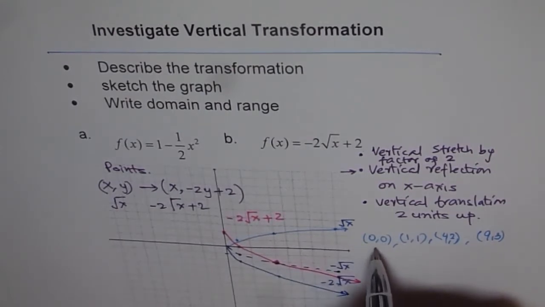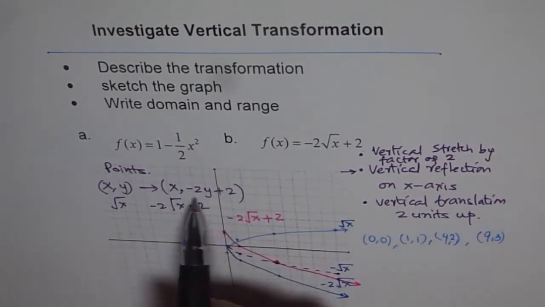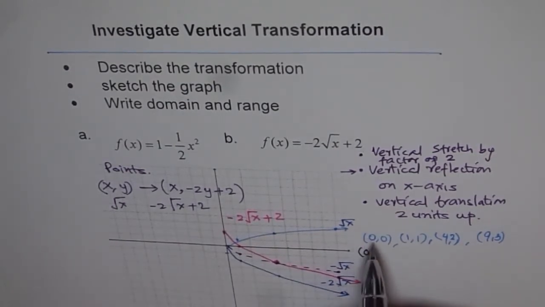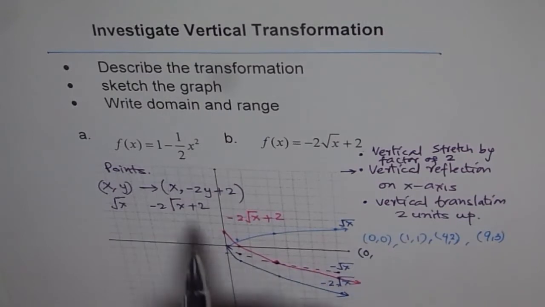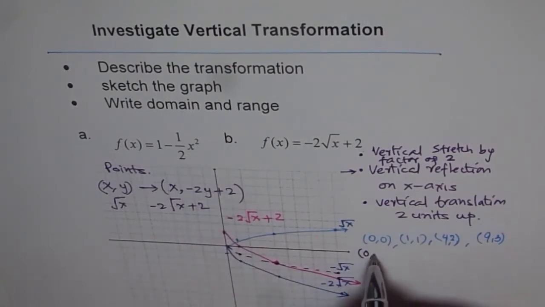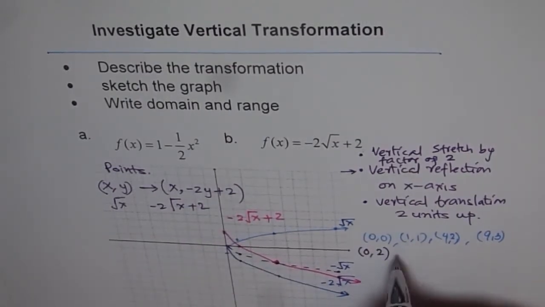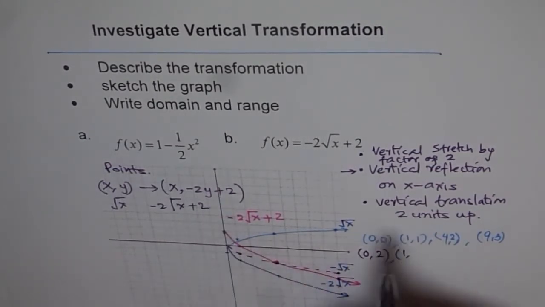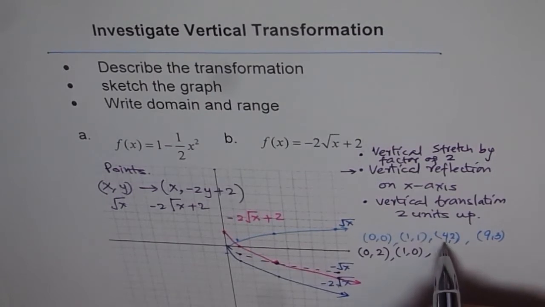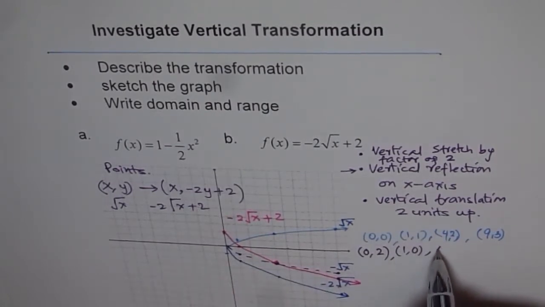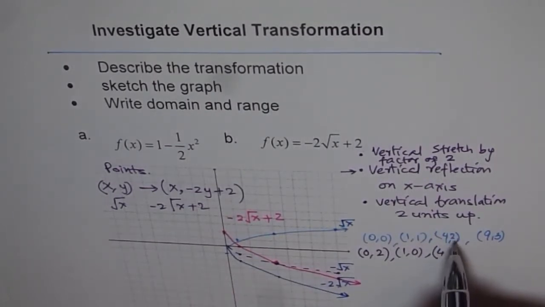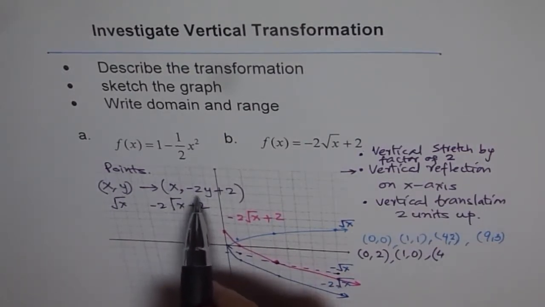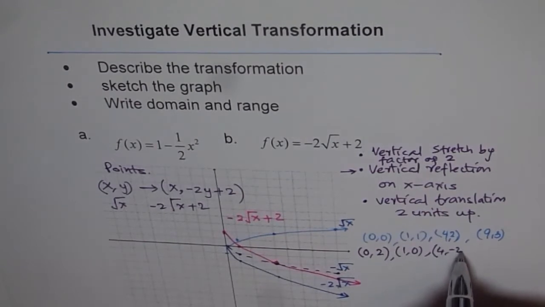So let's write down these points with this calculation. So x point remaining same, so we have 0. And what happens to this 0? When you multiply by minus 2, you get 0, plus 2 is 2. 1, 1. So 1 has to remain same. And this one, minus 2 plus 2 is 0. 4. So let's write 4 first here for x, and the y value is 2. 2 times minus 2 is minus 4. Minus 4 plus 2 is minus 2.